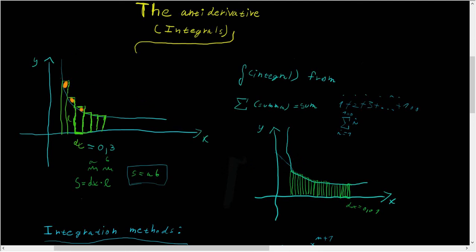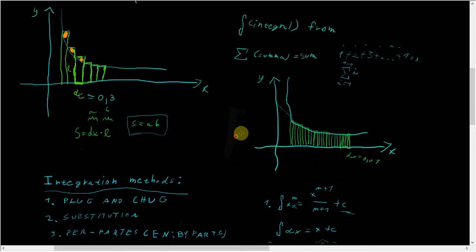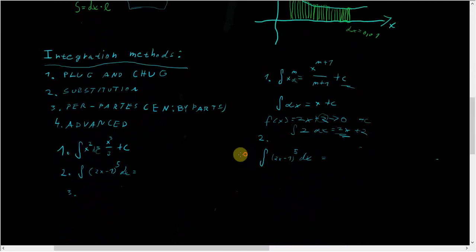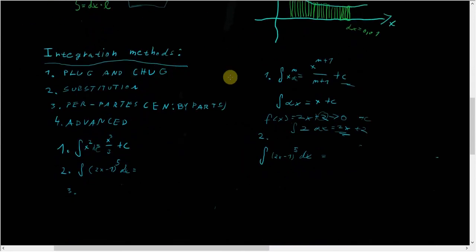Okay, now there are some different methods for integration. First one is plug and chug. So you have these huge tables. Some of them you have to memorize, let's be honest here. It's good if you can derive some of the equations. So, for instance, you can derive this one quite easily.